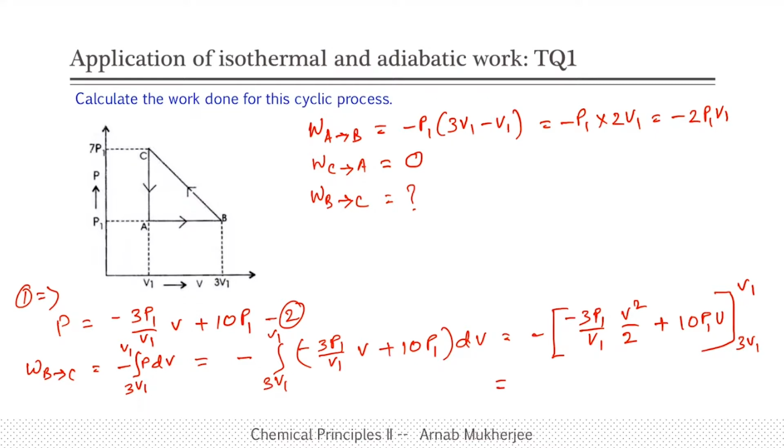Now, we are going to do it again. So, minus minus becomes plus. So, 3 P 1 by V 1 and V square by 2, I will just put it here. So, now I get V square, which means V 1 square minus 9 V 1 square, right, which gives us minus 8 V 1 square. First step is done. Second step, minus 10 P 1, this minus has come here, minus 10 P 1. Now, V 1 minus 3 V 1 gives us minus 2 V 1.